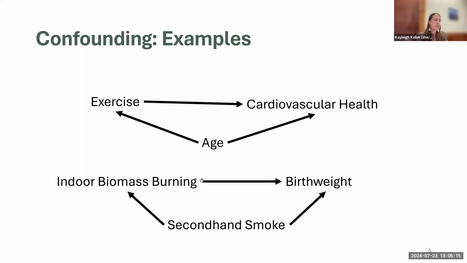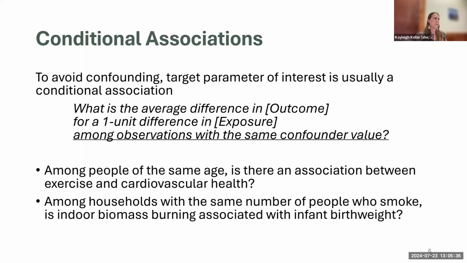If we want to estimate this connection here, we want to make sure that we're thinking about the role of secondhand smoke, because that can relate to other exposures which might impact birth weight, as well as potentially be correlated with biomass burning. Those are just two of the many different kinds of examples where confounding might arise, and settings where we want to start thinking about doing something about that.